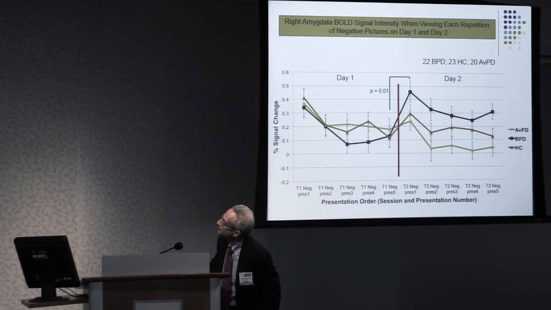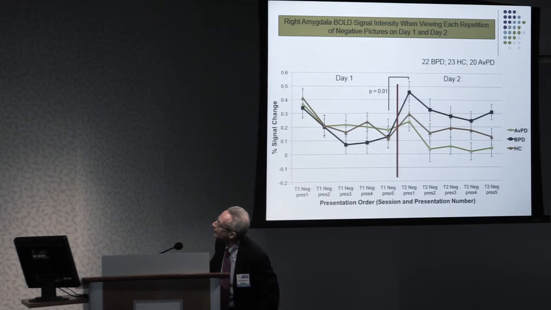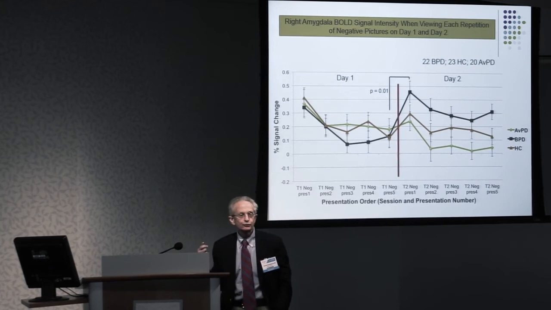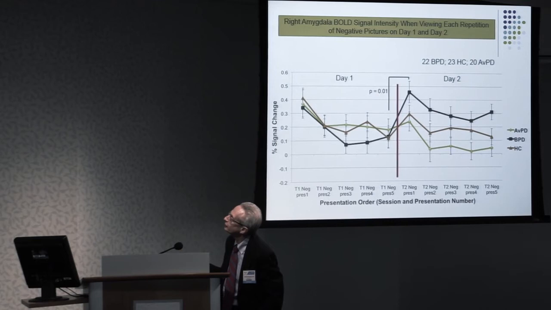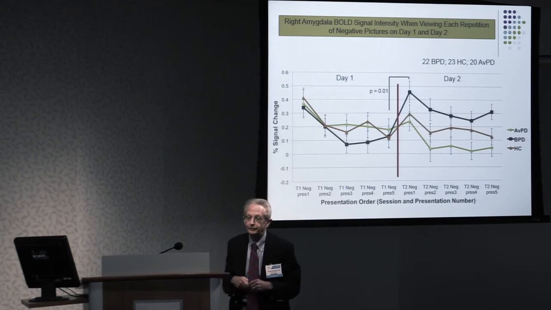So you see the dark bar are the borderline patients, and this red bar here are the healthies, and this yellow bar are the avoidants. And you see that on day one, actually all of them tend to downregulate in the amygdala. They tend to habituate in the amygdala. But when they come back 3 days later, we were actually surprised by what we found. The borderline patients suddenly show this jump up in amygdala activity when they look at the same pictures they'd seen 3 days before and had downregulated. And that's not true with the other two groups. And this is statistically significant.